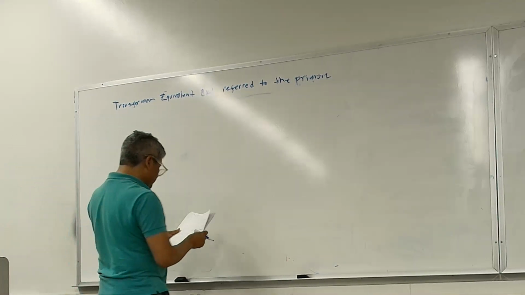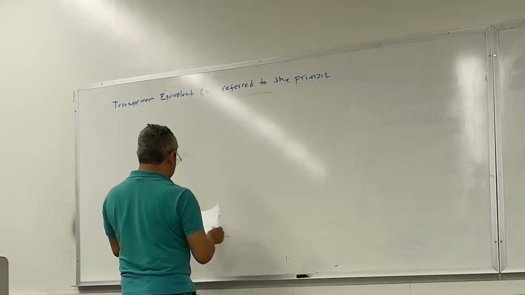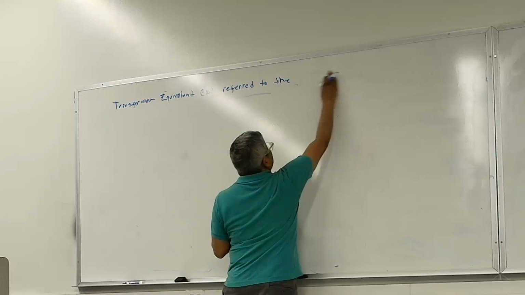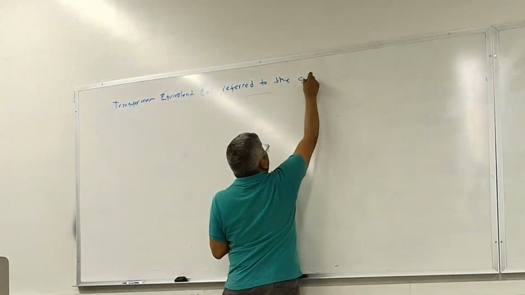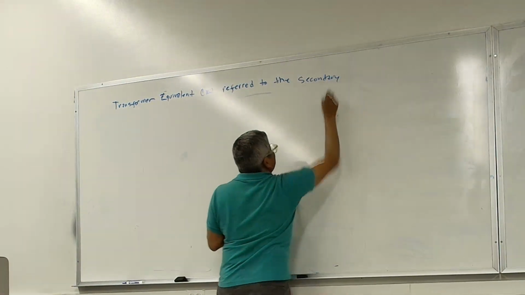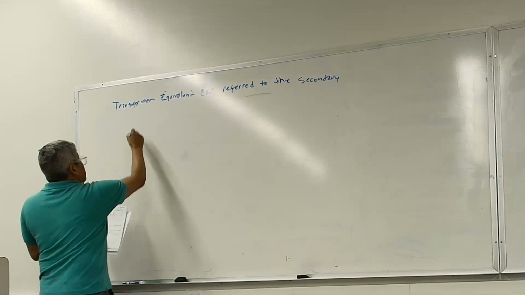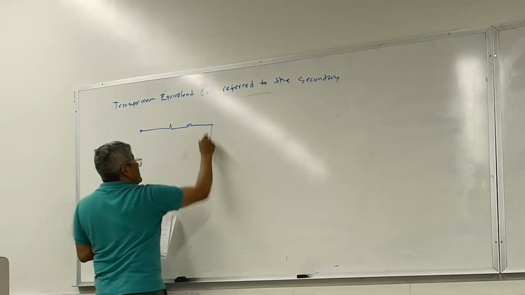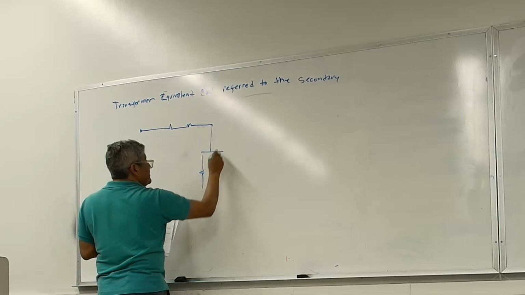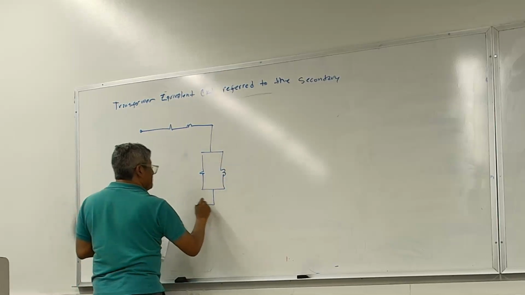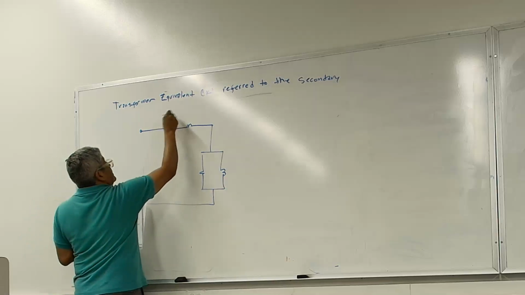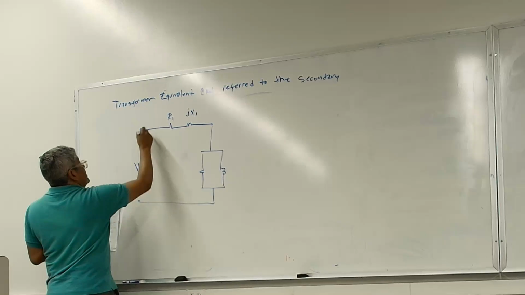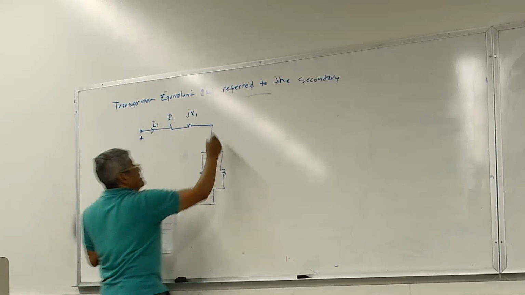So, let me see. For today, that's why I said I should erase the secondary. Again, same thing. Impedances, excitation branch, R1, JX1, V1, plus minus, I1.